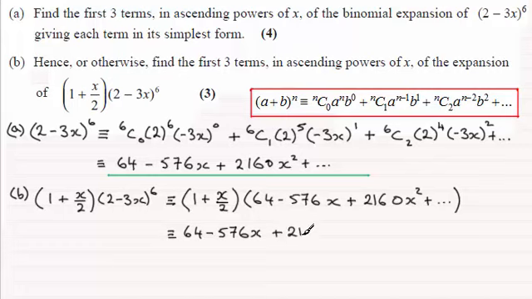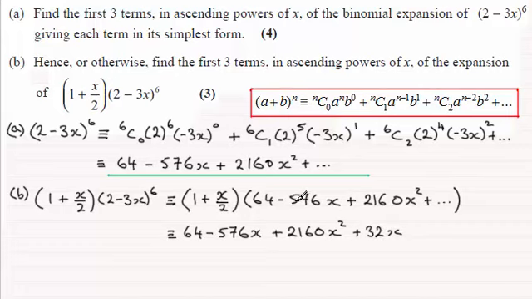Plus 2160x squared. Now, when it comes to multiplying by x over 2 or half x, all we need to do is just multiply the first two terms. We can forget about this third term. That would be an x cubed term. We don't need it. So let's do half x then times the 64. That's going to give us plus 32x.